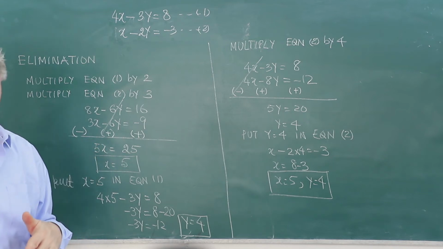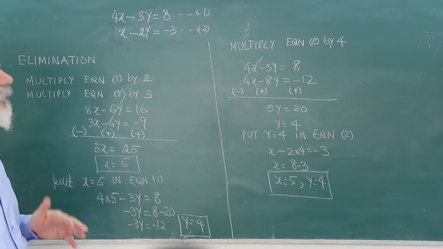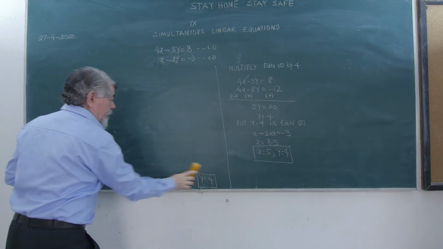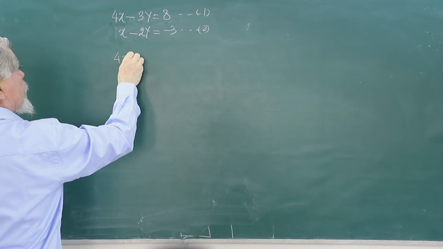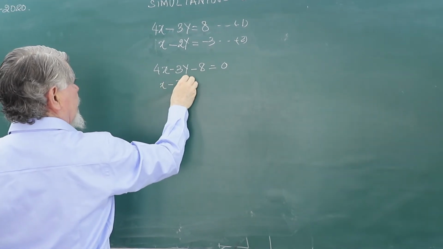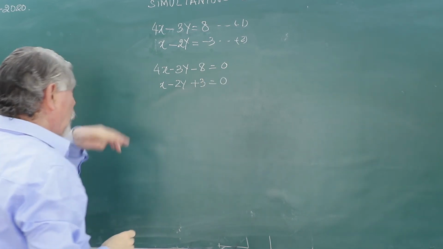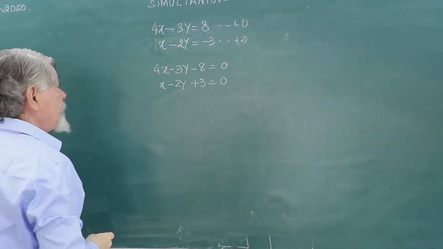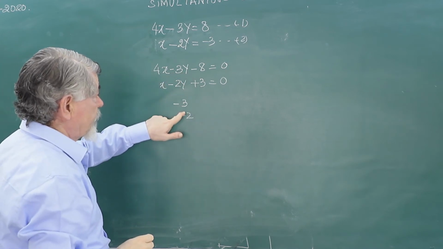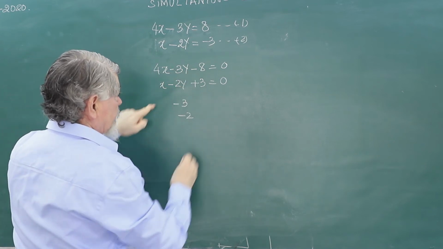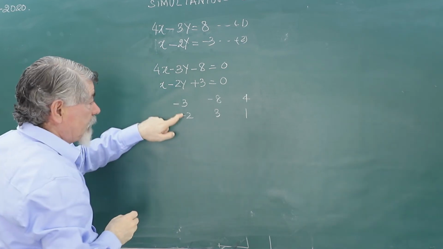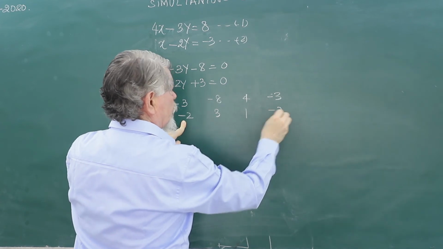Now I am going to solve the same question by another method which is called cross multiplication, which is also important. We transfer all the terms to one side. 4x minus 3y minus 8 is equal to 0. x minus 2y plus 3 is equal to 0. And then we write down minus 3, minus 2, the coefficient of y first. Then the constants minus 8, 3. Then the coefficient of x, 4 and 1. And then minus 3, minus 2. Please understand clearly.